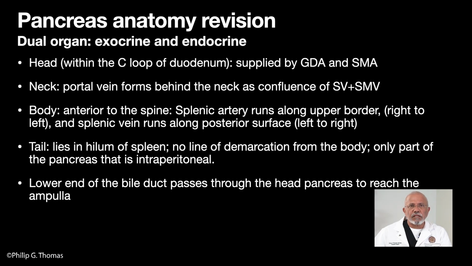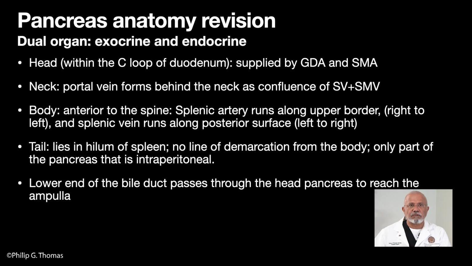At this point, we can quickly revise the anatomy of the pancreas. As you know, the pancreas is a dual organ. There is an exocrine function and there is an endocrine function. So these are 2 distinct parts of the pancreas, but the endocrine function is mediated through the islets, which are distributed right through the pancreas. So when we are talking about acute pancreatitis, it's all in connection with the exocrine function of the pancreas.